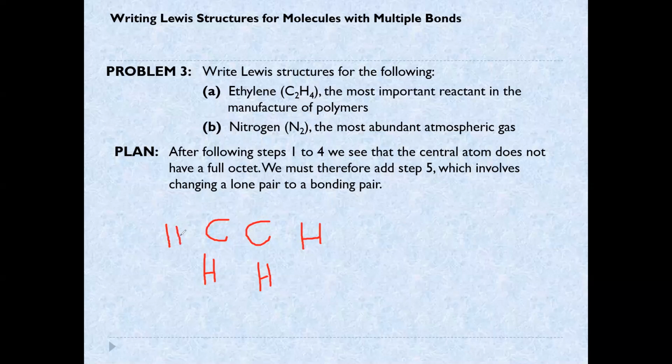So let's connect them together. This connects to this, this connects to this, and so on. So now, what is the total number of valence electrons that we have? Calculate the total number of valence electrons. Yes, we have 12 valence electrons.